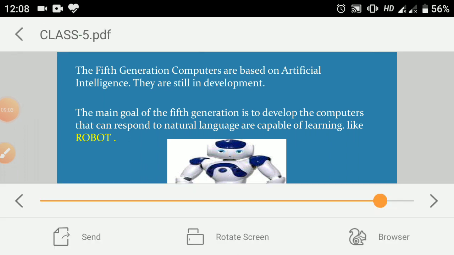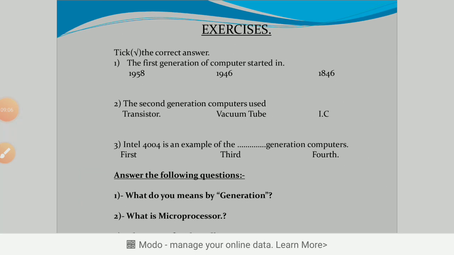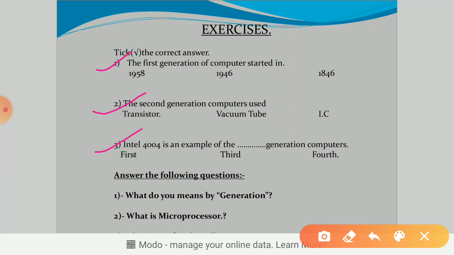Now, try to answer these questions. Choose the correct answer. The first generation computers started in what year? Question number two. The second generation computers used transistor, vacuum tube or IC? Question number three. The Intel 4004 is an example of the dash generation computers: first, third or fifth? Answer the following questions. Question number one, what do you mean by generation? And question number two, what is a microprocessor?